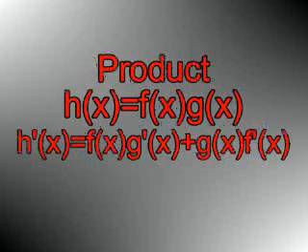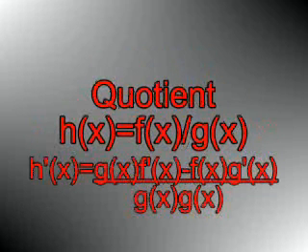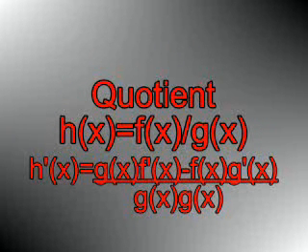Product functions also have their own special rule, known as, appropriately enough, the product rule. Multiply f of x by g prime of x. Multiply g of x by f prime of x. Add the two results and you're golden. As for quotient functions and the quotient rule, this can be a little muddy. Multiply the denominator by the derivative of the numerator, and subtract that from the numerator multiplied by the derivative of the denominator. All of that should be divided by the denominator squared.